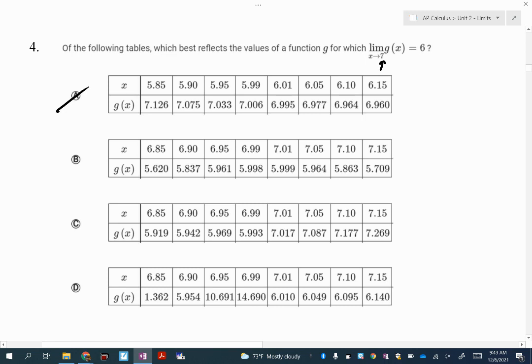All right, and then we should be approaching 6 from the left and from the right. So letter D is wrong because the one that's approaching from the left is actually not approaching 6. This one looks like it could be right, but the one on the right is really approaching 7. So the only one that's approaching 6 from the left and the right is answer choice B.